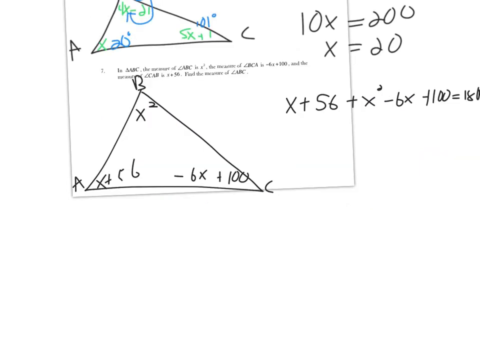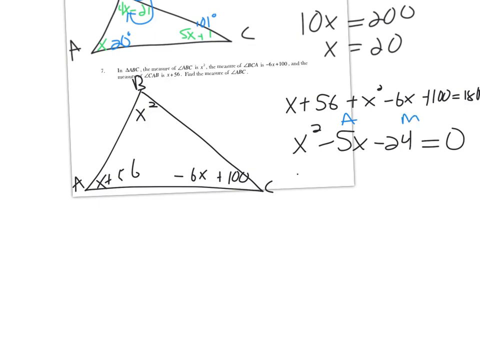And same question in number 7. Measure of angle A is x plus 56. Measure of angle B is x squared, and C is negative 6x plus 100, setting that equal to 180. I hope you notice you have an x squared here, so we solve this equation a little differently. I'm going to combine some like terms, and instead of moving all the numbers over to the right side, I'm going to actually move the 180 over to the left because I want to set this quadratic equation equal to 0. And when I do, I end up with x squared minus 5x minus 24.